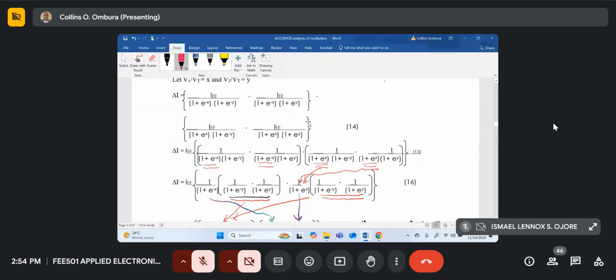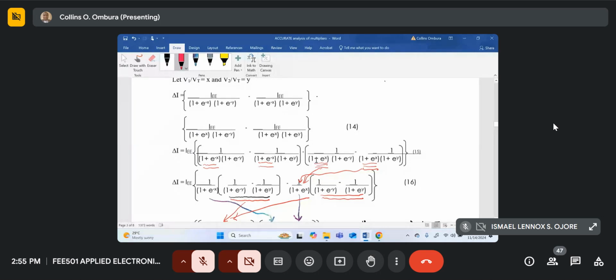Now I've just rewritten 14 as 15 in one line. I've just written equation 14 as 15, but all in one long line over here. Then we look for the common terms. So 1 plus e to the minus x over here is common to this one, 1 plus e to the minus x. So I've written 2 lines below it to know that these two are common factors.